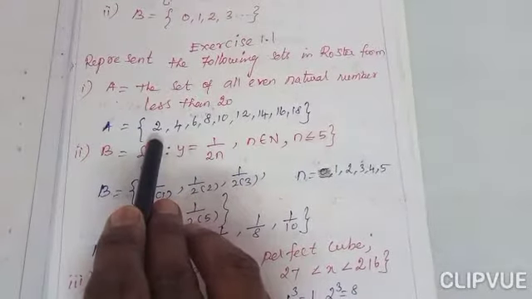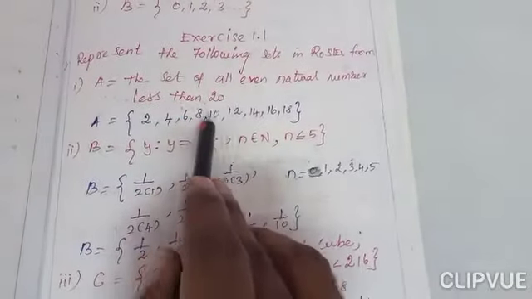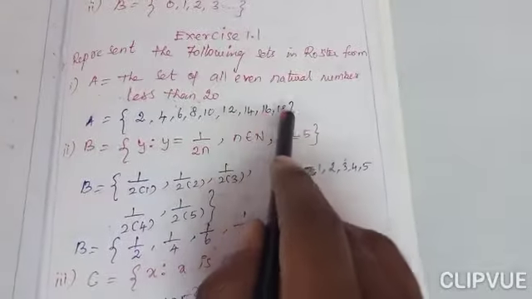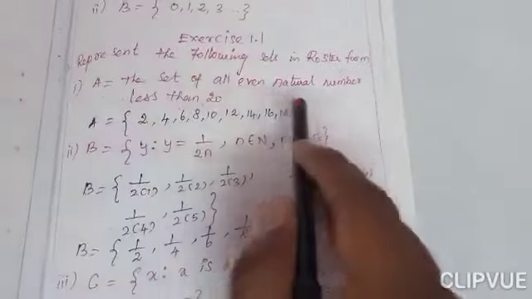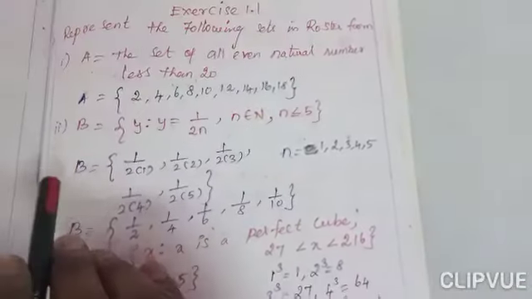We are going to list the elements here: 2, 4, 6, 8, 10, 12, 14, 16, 18. After that, don't forget to put the curly bracket. Look at the second question.